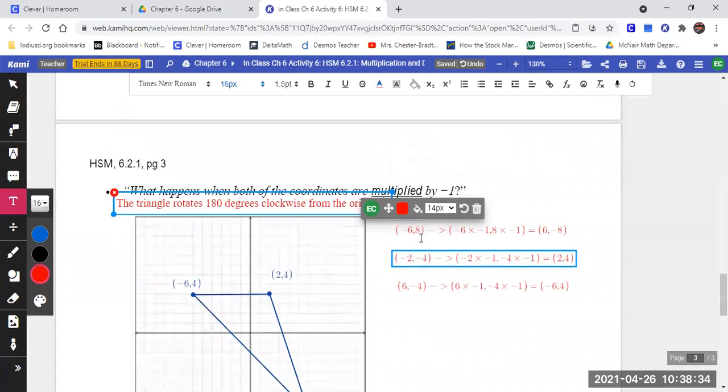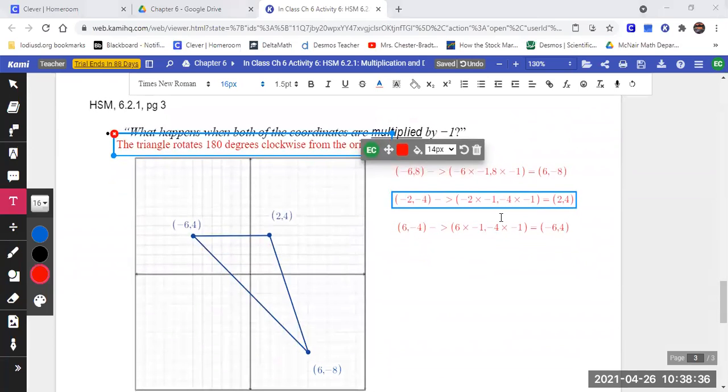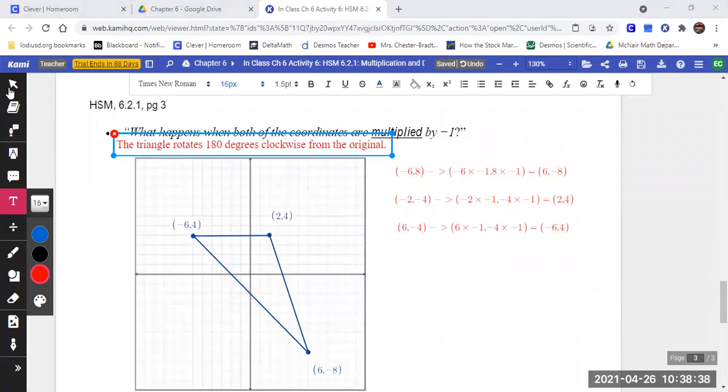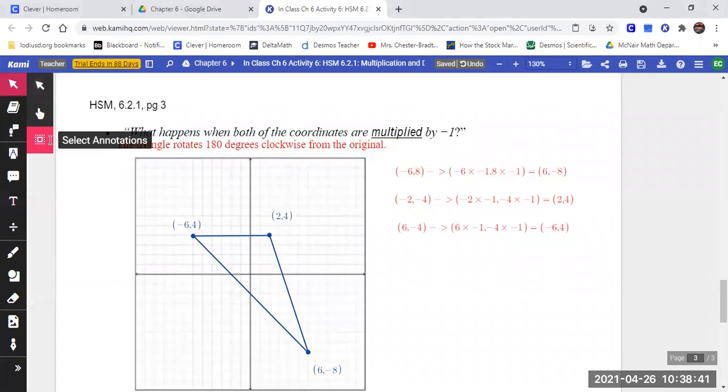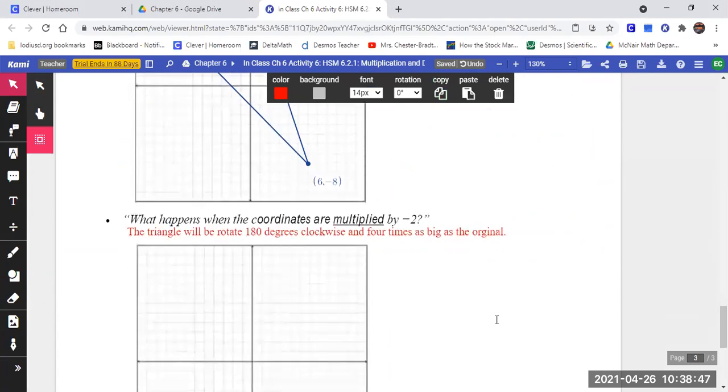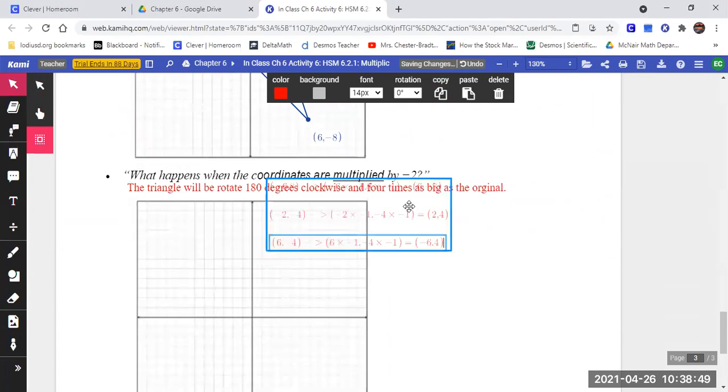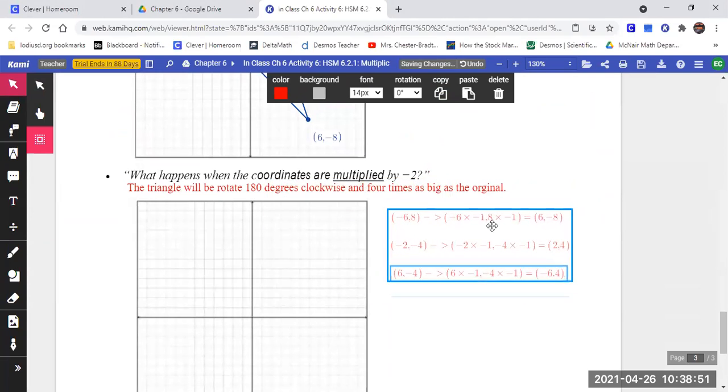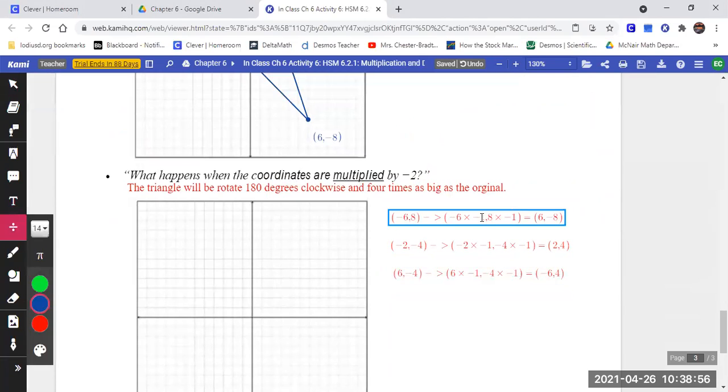So let's get our work. It's on the screen already. I'm going to copy and paste this part, and we're going to change it to the times 2. Okay, because it's already on the page for us. Copy, paste, move you here. Change our number from -1 to -2. So -6 times -2, -8, +8 times -2. What's it going to change our numbers to?